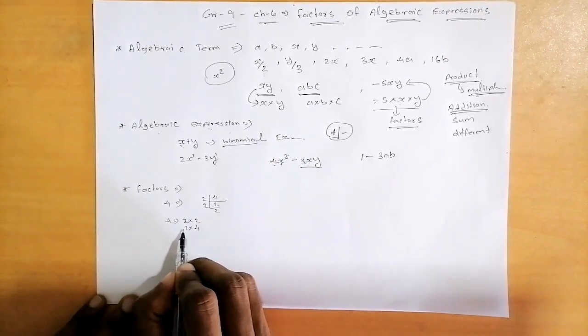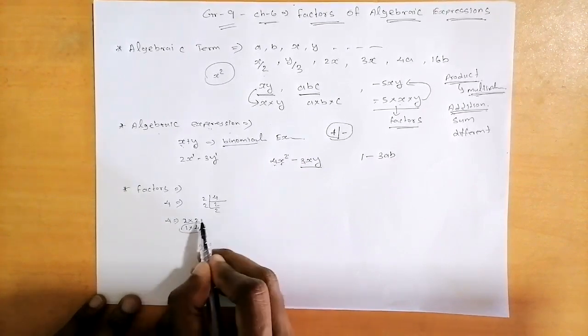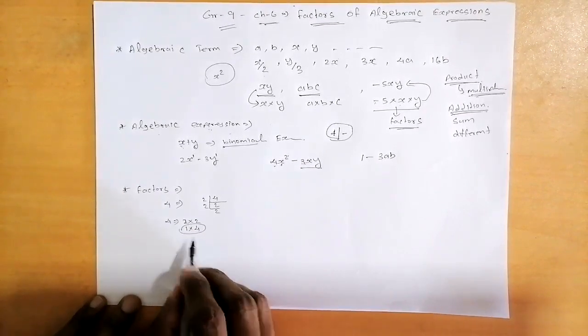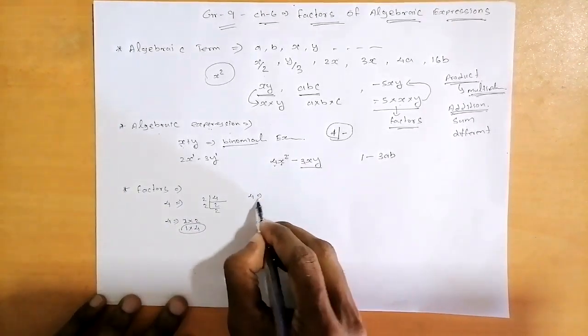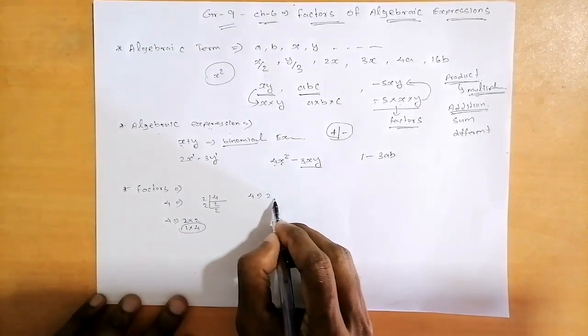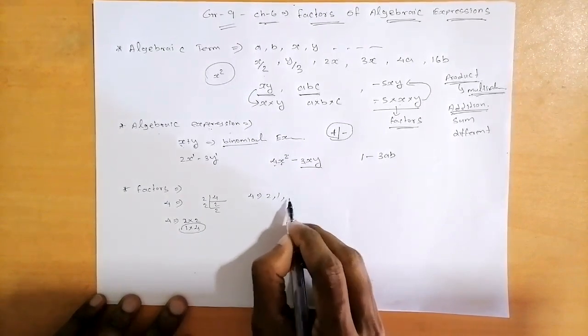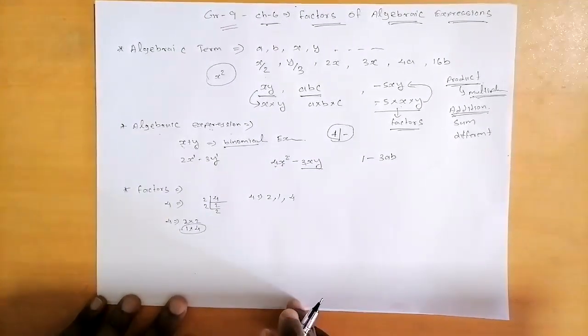முக்கியமா நாங்க வந்து பார்க்க போறோம் அந்த நம்பரும் 1ம் மல்டிப்ளை ஆகுறதல்ல, இன்னும் டிஃபரெண்டா இருக்கக்கூடிய நம்பர்ஸை தான் நாங்க நார்மலா ஃபேக்டர்ஸ்னு சொல்லி எடுக்க போறோம். So factors of 4, what can we say? 2 is a factor of 4, 1 is a factor of 4, 4 is also a factor of 4.